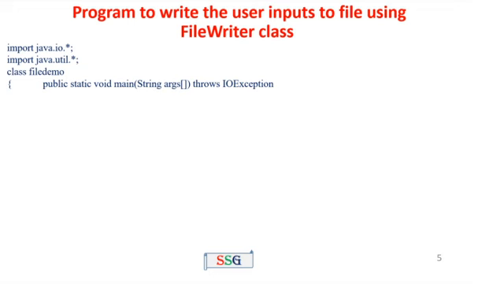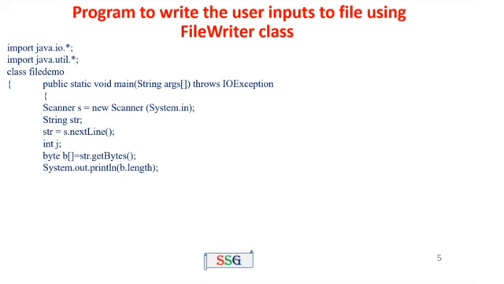If you want to get the input from the user, we have to include the header java.util.* for Scanner declarations. Then java.io is mainly used for file handling purposes. Here the file name is class FileDemo. public static void main throws IOException. The first one, Scanner s = new Scanner(System.in). It's mainly used for getting the user inputs. String str = s.nextLine(). This command gets one line of input from the user.